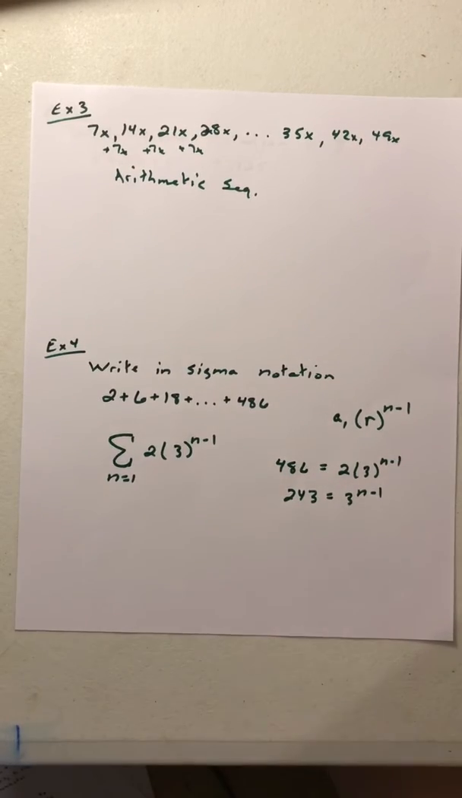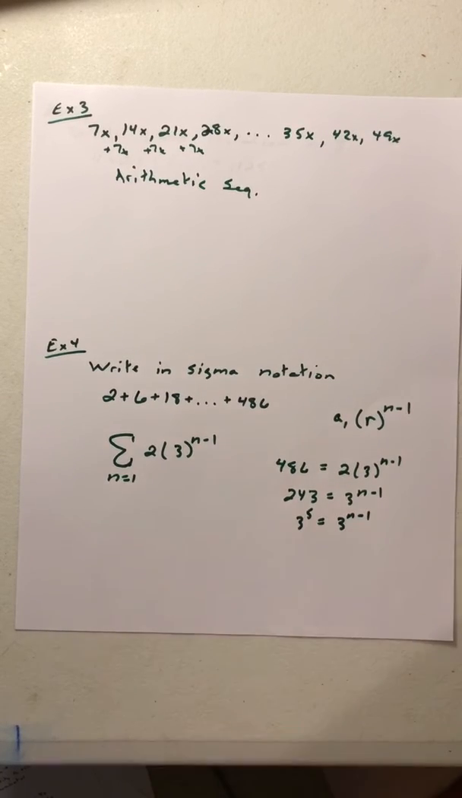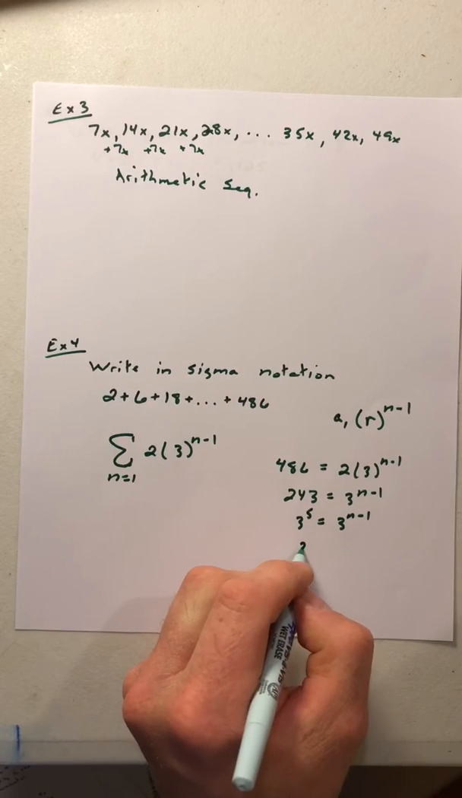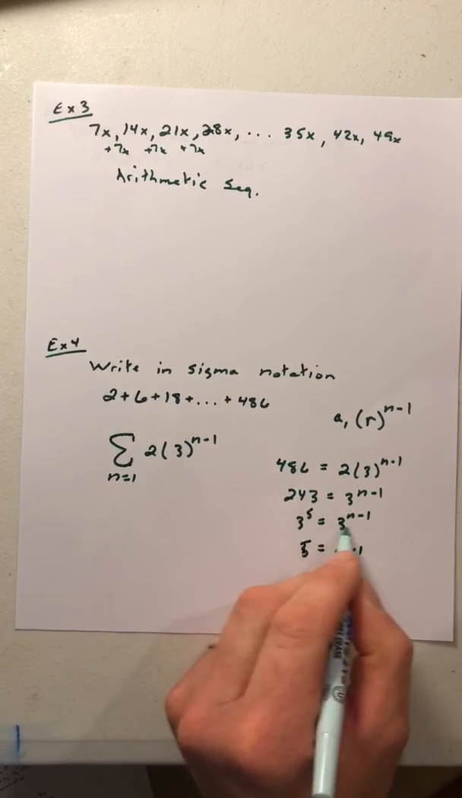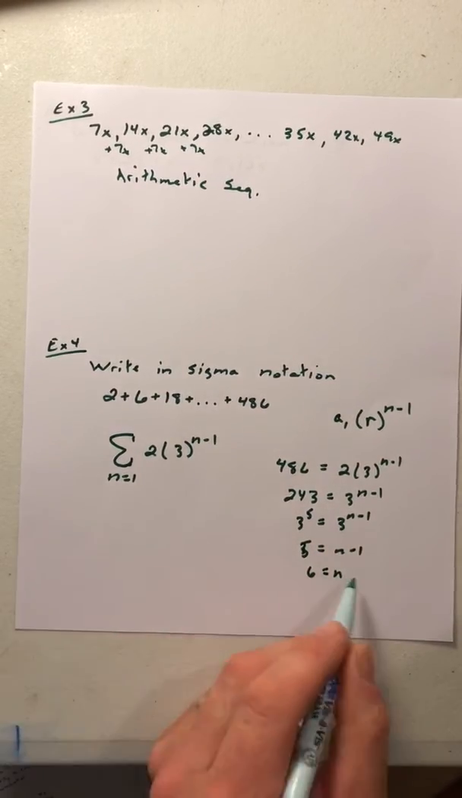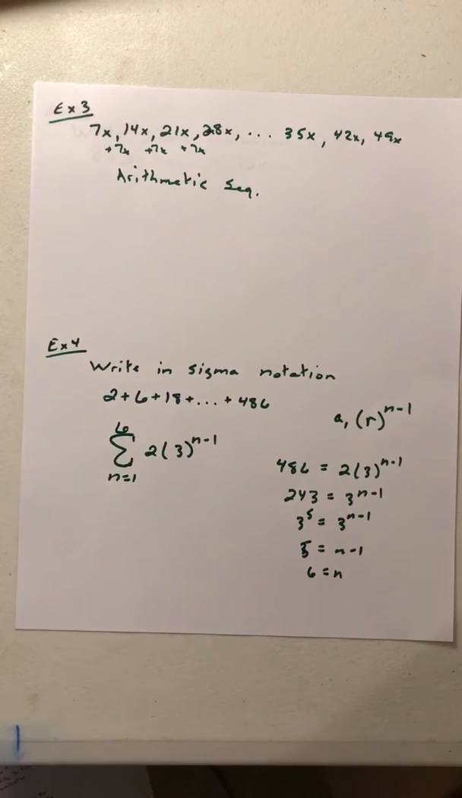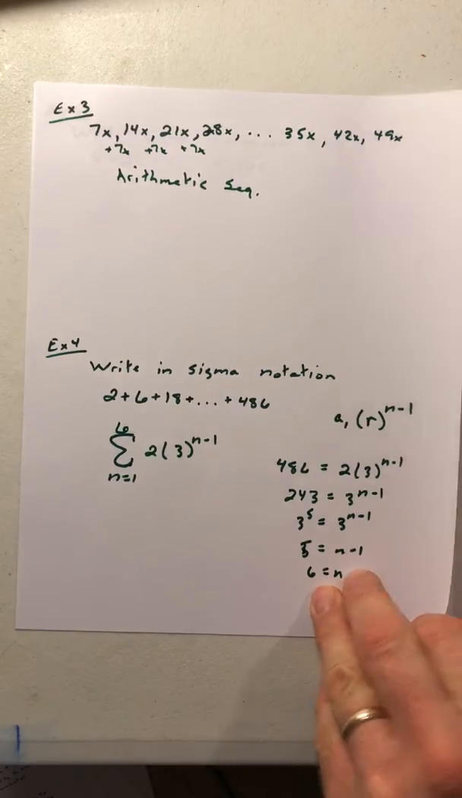Well, 243 I know is 3 to the 5th, because I know my Algebra 2 teacher really drilled that into my head, hopefully. So then I know that 5 has to equal n minus 1. Since my bases are the same, my exponents have to be the same. Add my 1, so n has to equal 6. So my summation becomes from 1 to 6 of 2 times the quantity 3 to the n minus 1.